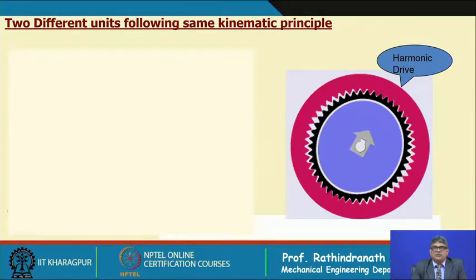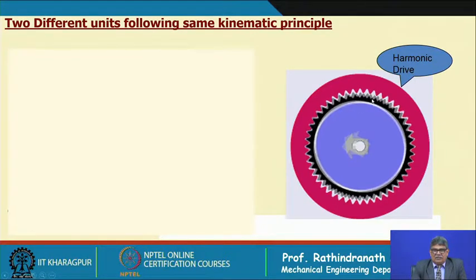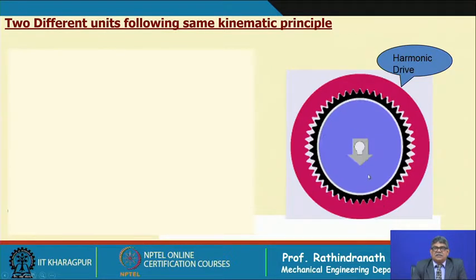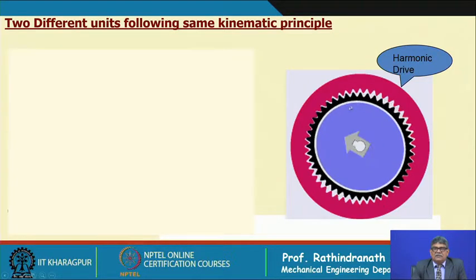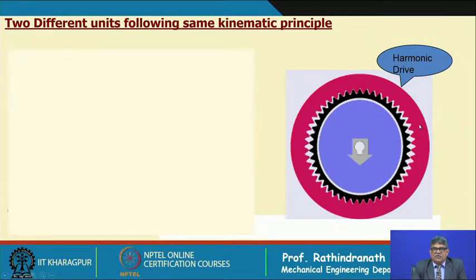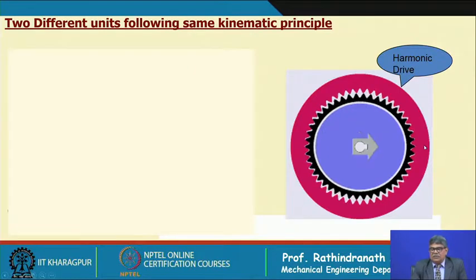and the ratio is in the order of the teeth number of the black one, the flex gear, divided by the difference in teeth. In the case of harmonic drive, this difference is normally 2.